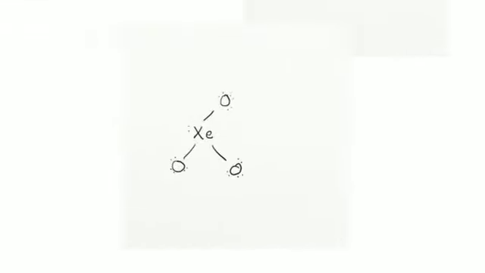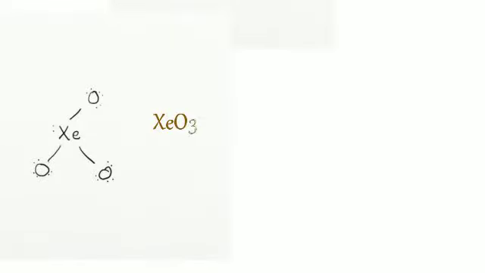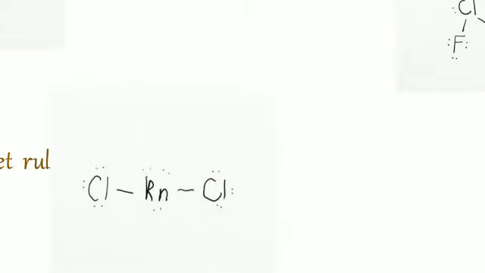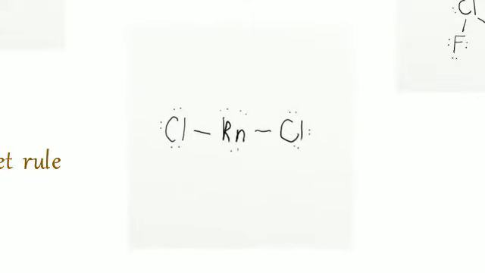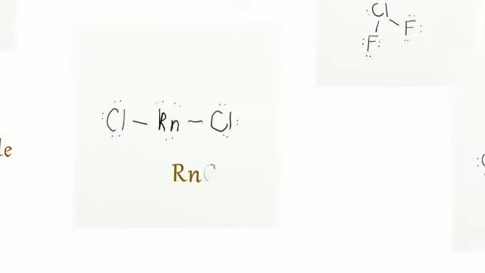This is XeO3. What do you think? This is obeying the octet rule: 2, 4, 6, 8 electrons. And RnCl2. What do you think of this one? This one is accepting extra electrons in its outermost shell.